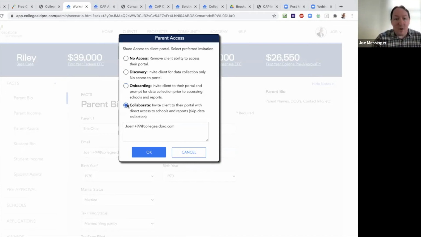Or we can simply say, just go ahead and collaborate from day one. We also have a self-registration link. So, you can put this up on your website and say, sign up for the College Aid Pro family portal today. We've got advisors doing different things. We have created every single way for you to get a client onboarded that we can think of. A discovery process, an onboarding, a collaborate, a self-registration link you can prop up.